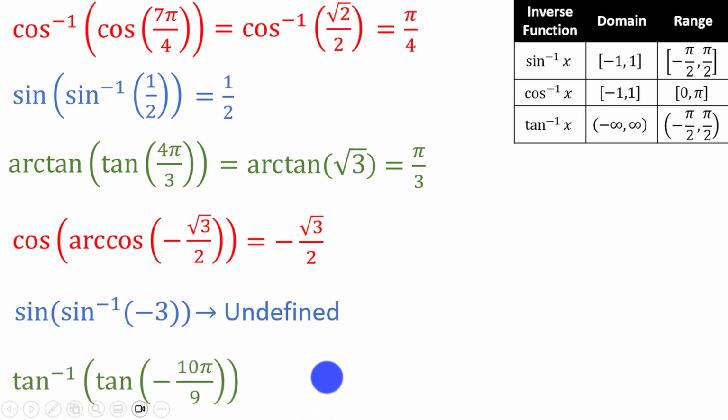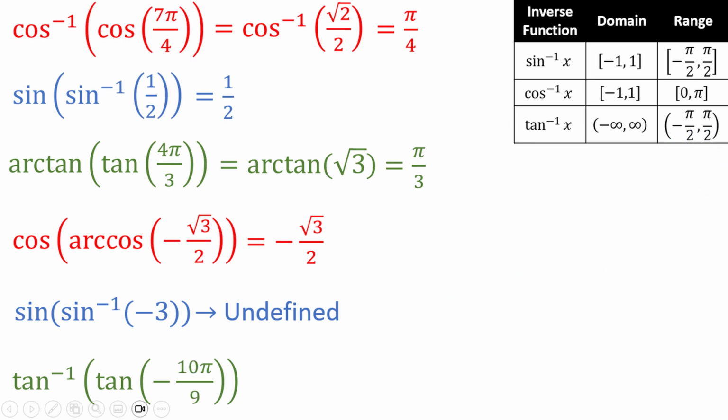We have inverse tangent of negative 10 pi over 9. Since we have the inverse tangent on the outside, that means we are looking at the range of inverse tangent, okay? And what is the range? It's from negative pi over 2 to pi over 2. So is this angle in that range? No, it is not. Negative 10 pi over 9 is not between negative pi over 2 and pi over 2.